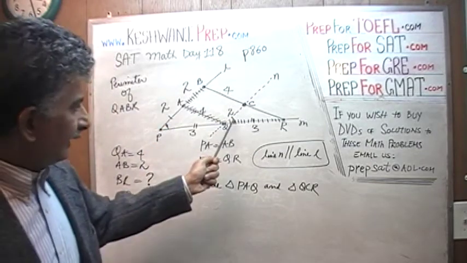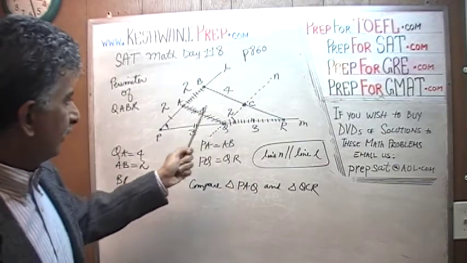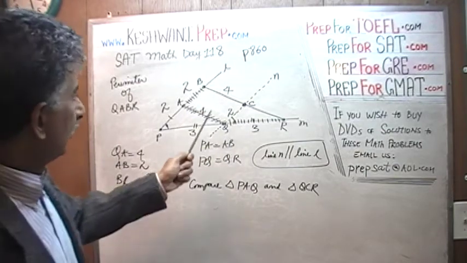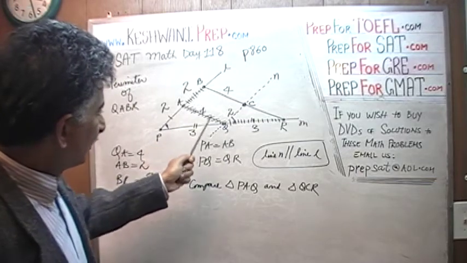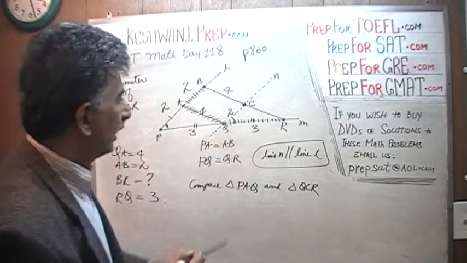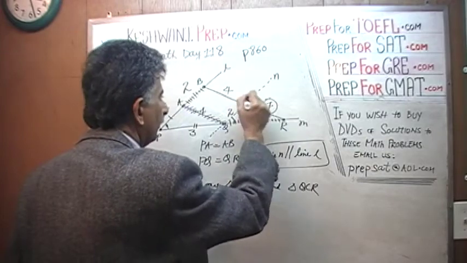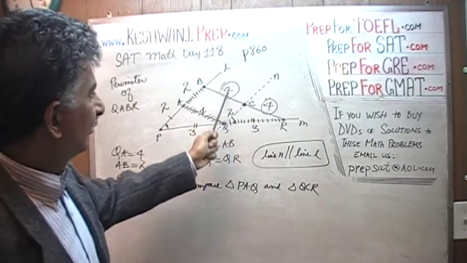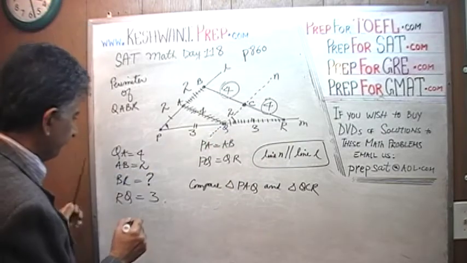Because these two angles are equal and these two sides are equal to each other, these two are similar triangles. And therefore, if A to Q is 4, then C to R will also be 4. That was our missing side. Our missing side was B to R, which is simply 8. 4 plus 4 is 8.